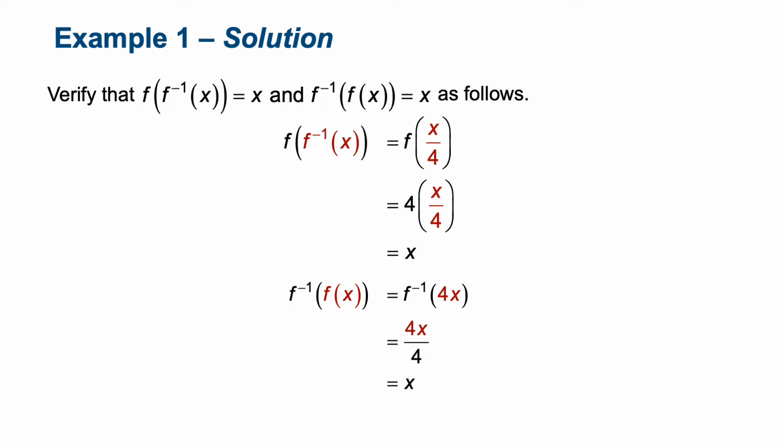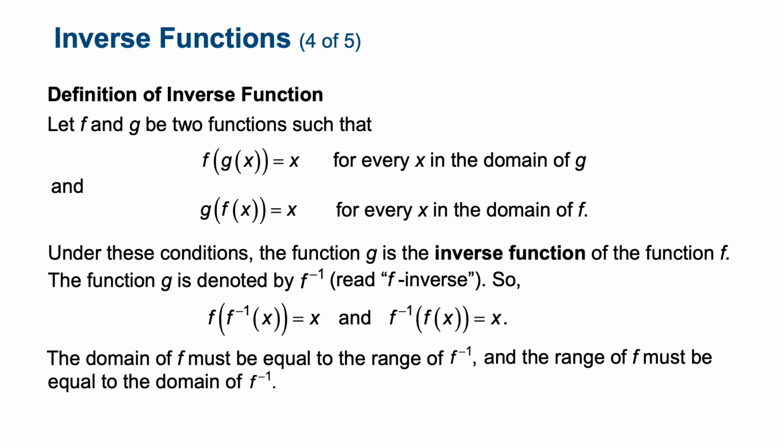So f of f inverse means f of the inner function, which is f inverse of x, so f of x over 4. And then f tells us 4 times whatever the input is. So 4 times x over 4 gives us back x. And then reverse: f inverse of f of x is f inverse of 4x, and then 4x over 4 gives you back x again. So now you've verified it algebraically.